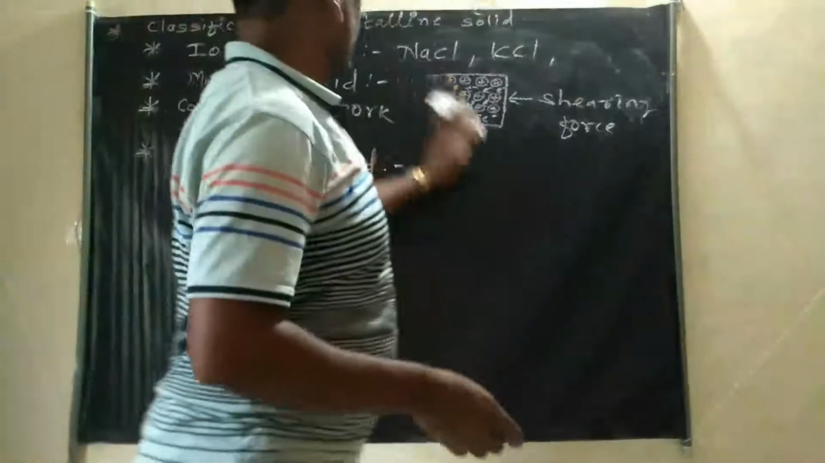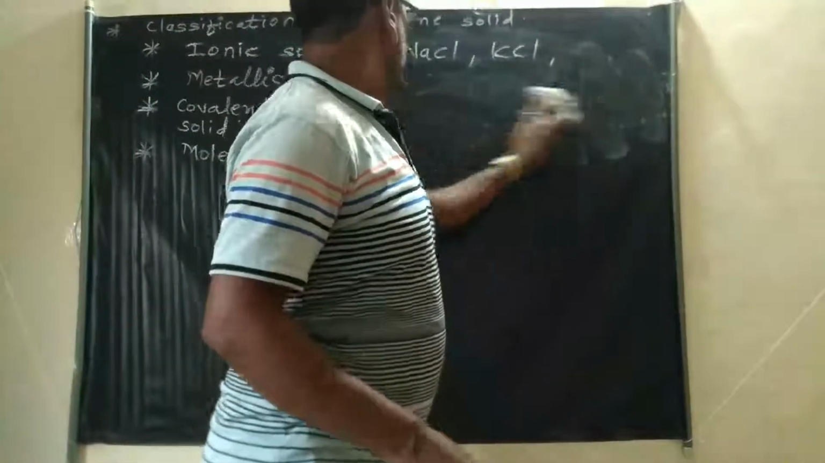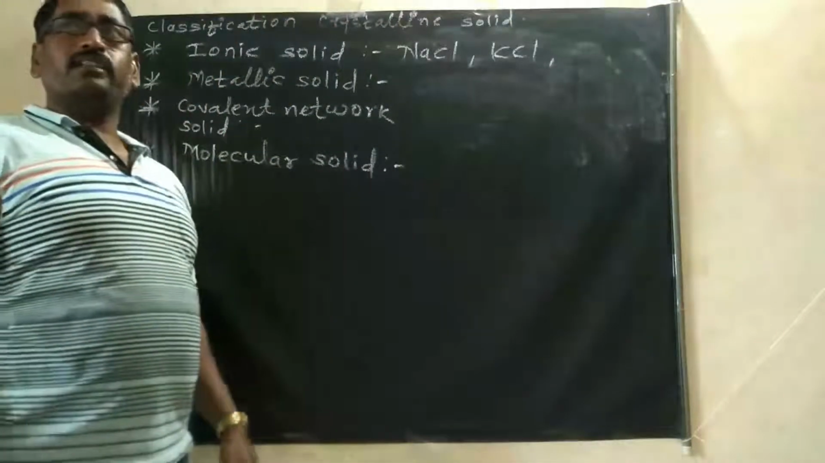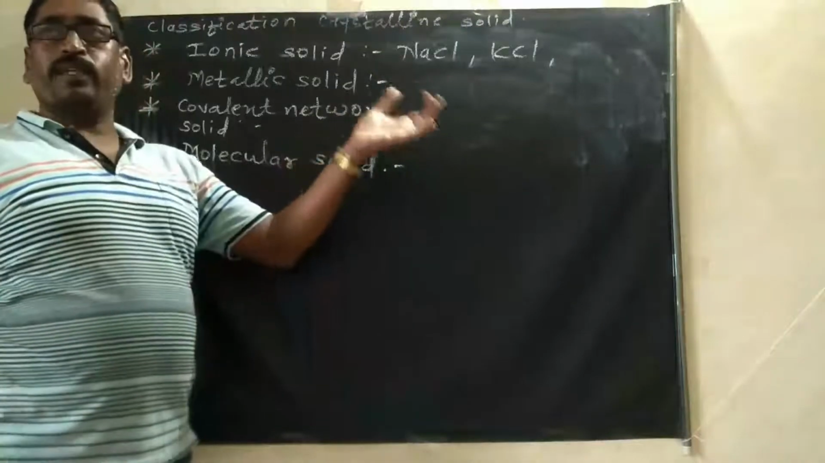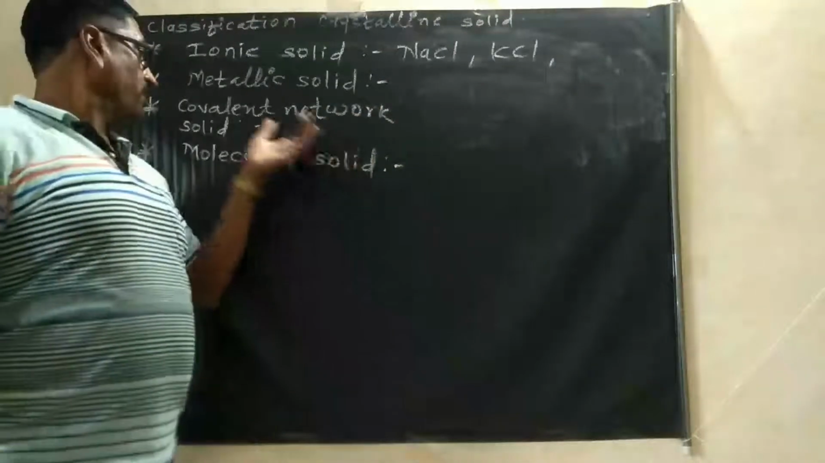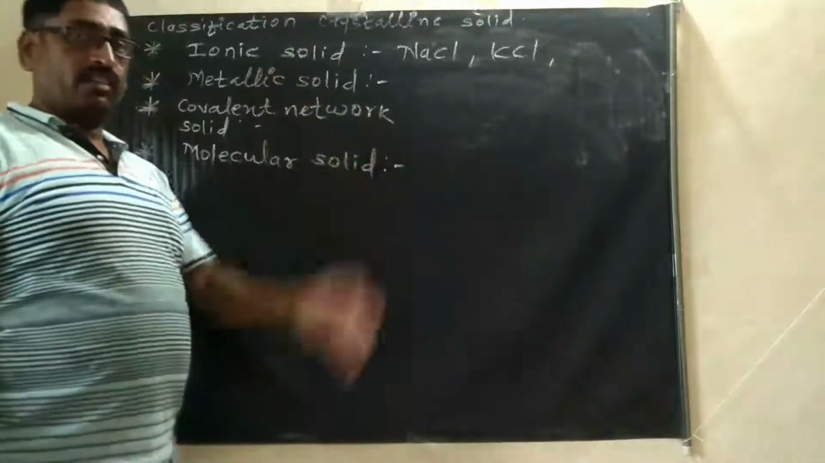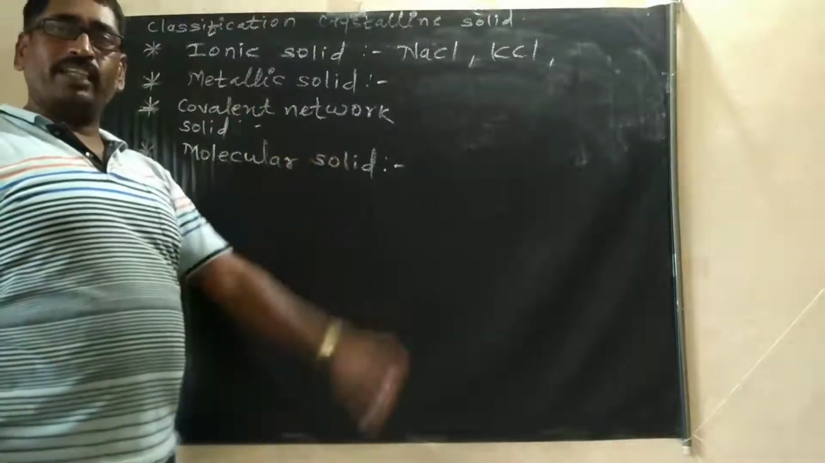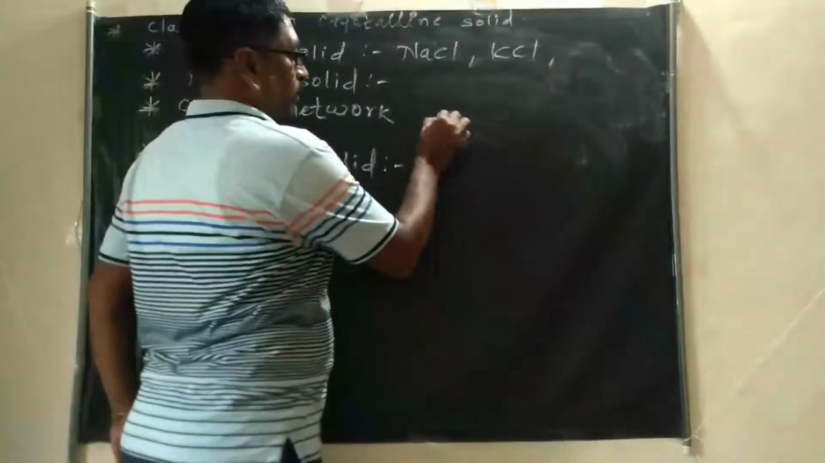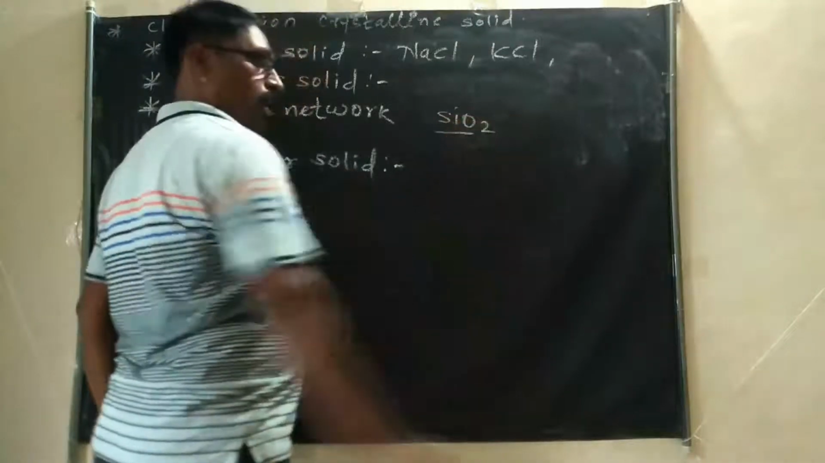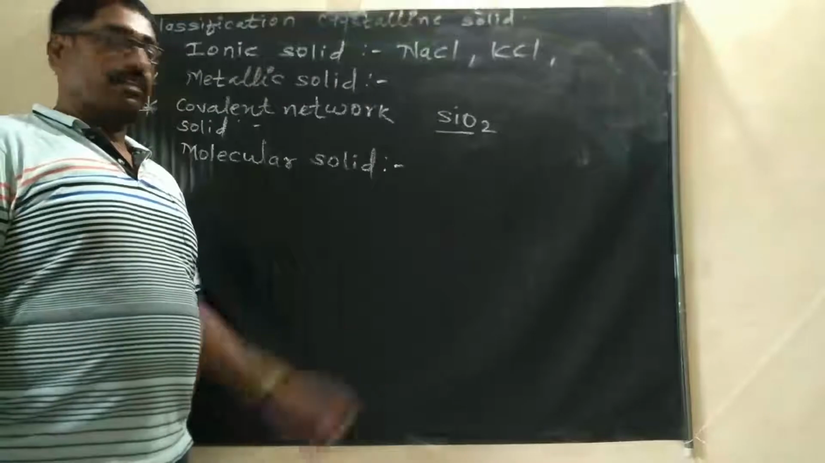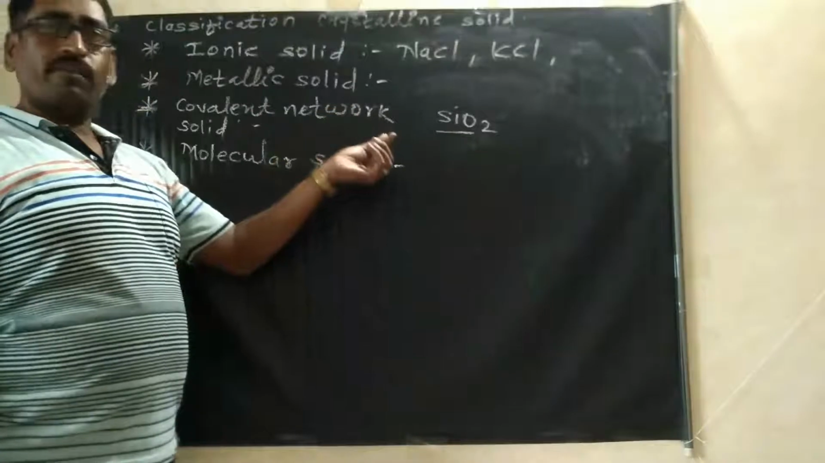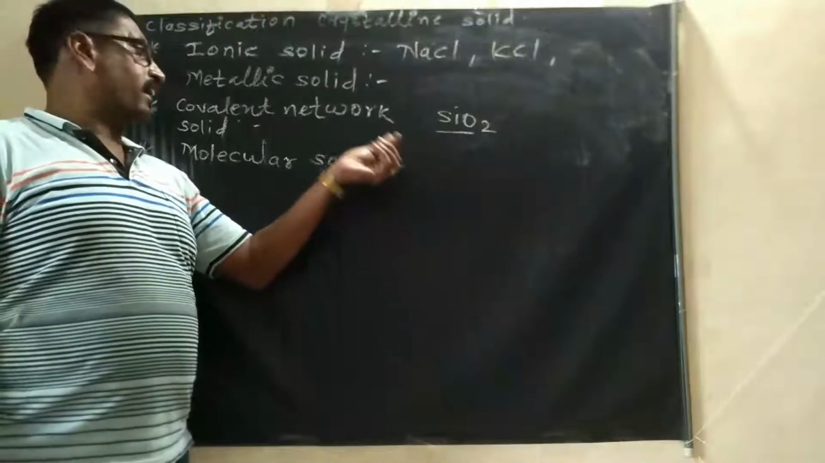Third one is covalent network solid. Network means a large number of bonds are present, and those bonds are strong covalent bonds. Strong covalent bonds are present in covalent network solids. The best example is silica, SiO2. In silica, covalent bonds are present between Si and oxygen, and they form a giant molecule.